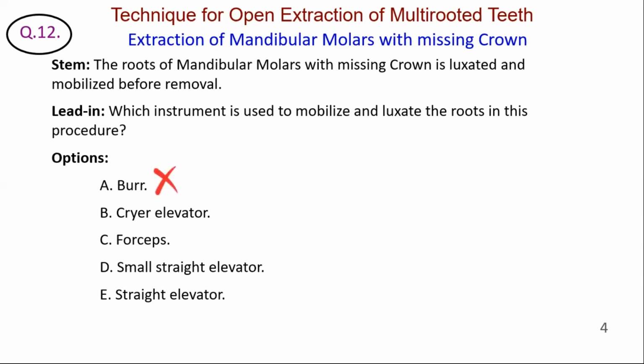Used for sectioning roots, used after the roots are mobilized, not specified for this step, specifically mentioned for mobilizing and luxating the roots. A general term that does not specify the small size required here. So the correct answer is D. The small straight elevator is the instrument used to mobilize and luxate the roots.